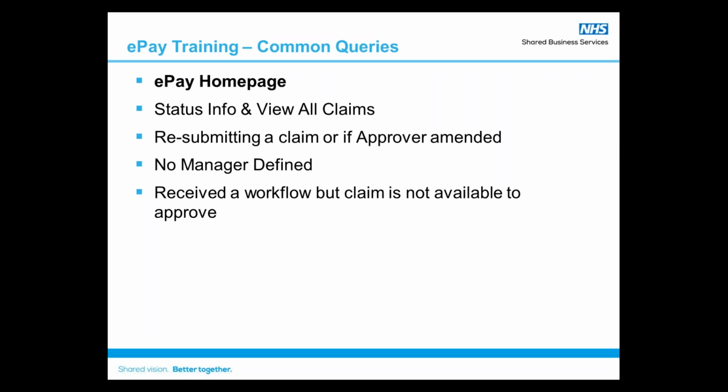If you get a message on your homepage saying no manager defined, that means there's a problem with your approval hierarchy and you should contact the administrator using the email address on the homepage. And if you're an approver but you get a workflow saying a claim needs to be approved, like an email saying it needs to be approved and the claim isn't there, then double check because it might have escalated.